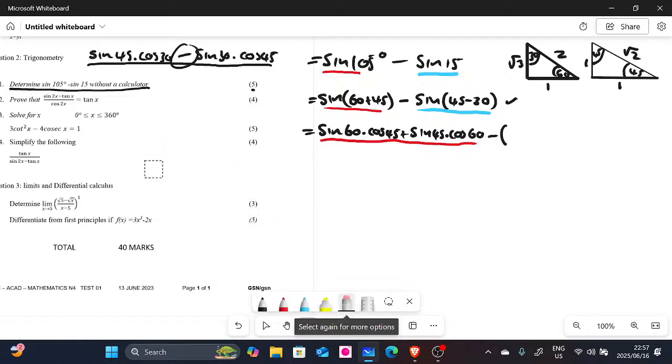But try to find the formula sheet, because if you don't have a formula sheet with you, this part of the trigonometry question is going to mess you up, my man. Right, so let's expand this.